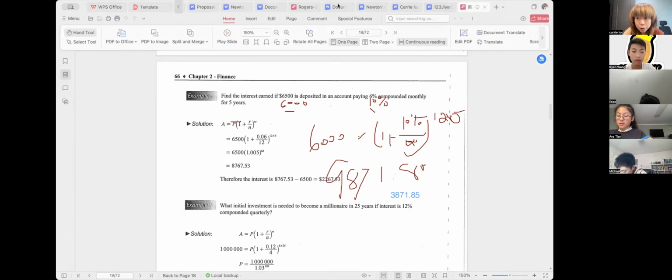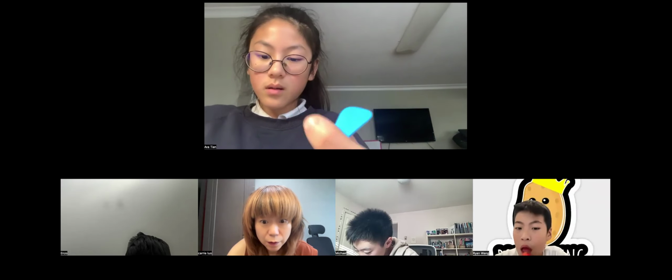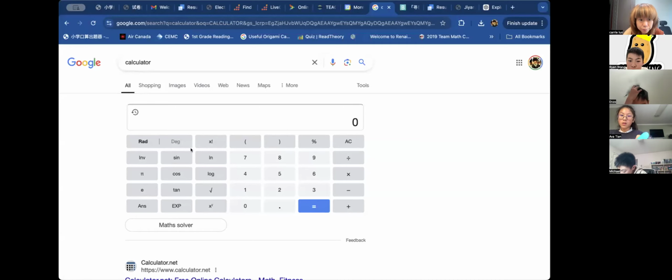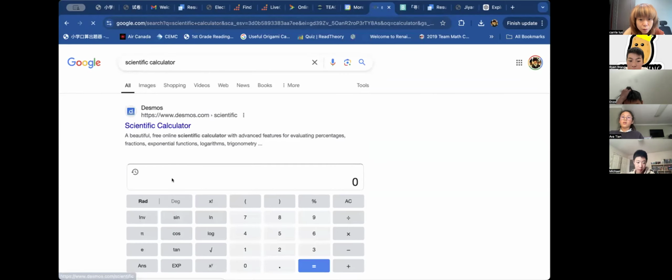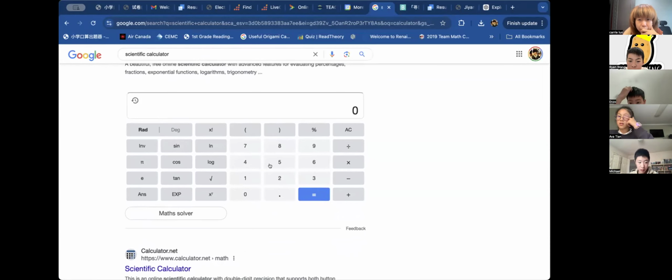Okay, everybody, I'm going to share this one with you. So let's take a look at the calculator part. So Ava, first. Ava, you do 0.1 divided by 12 first, right? Then you plus 1 equals this, right? And you do exponent. 60. I got 3,871.85.